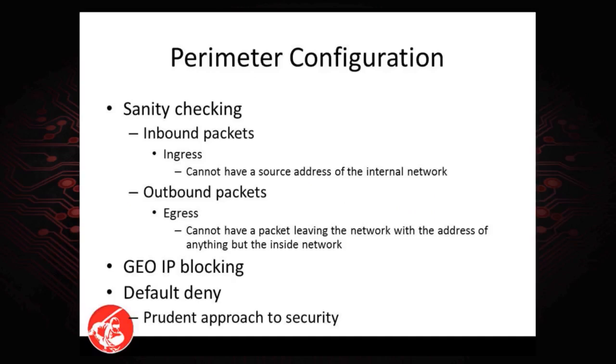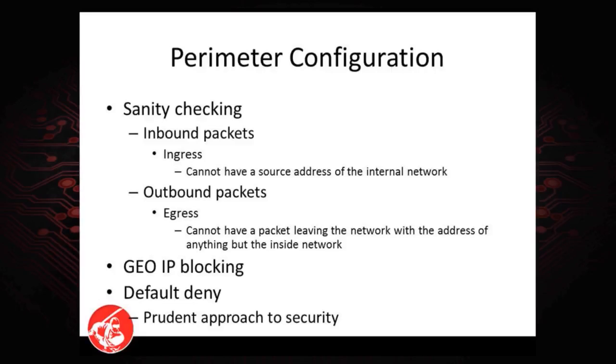So what do we do in perimeter configuration? We know most organizations do what we call sanity checking. They're doing ingress filtering. We cannot have a source address of the internal network. So the first thing we do when we're testing this from a red team standpoint is spoof the address inside of the router. If we get communication back, or any accepted packet, we know they're not doing proper sanity checking. For outbound packets, that's egress, as we said. We cannot have a packet leaving the network with the address of anything but the inside network. If they allow that, then there's a problem there.